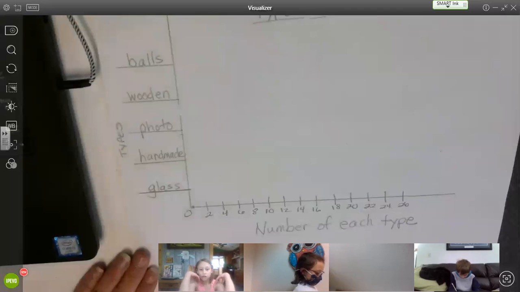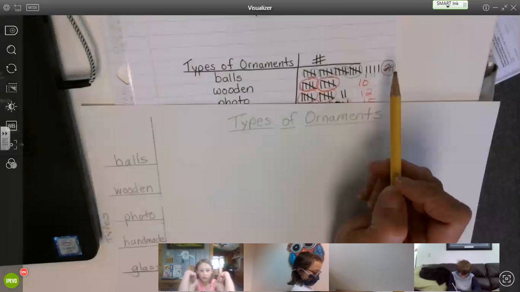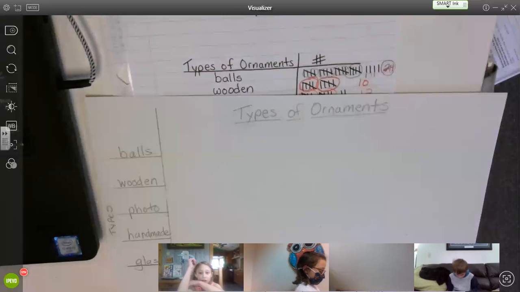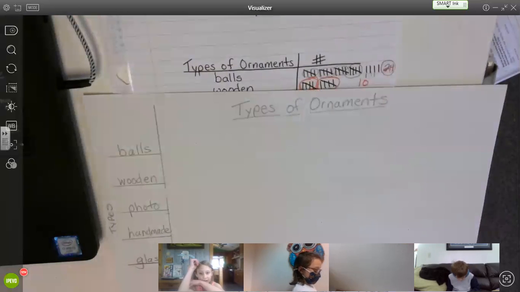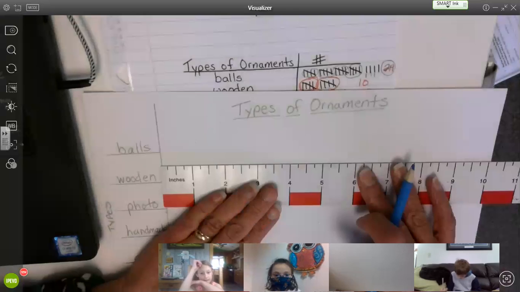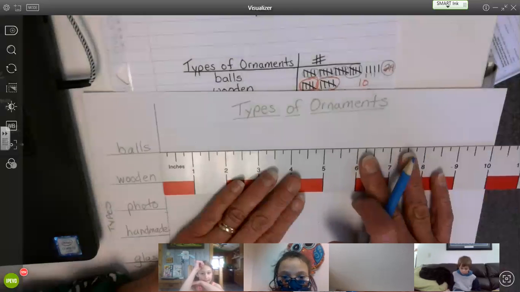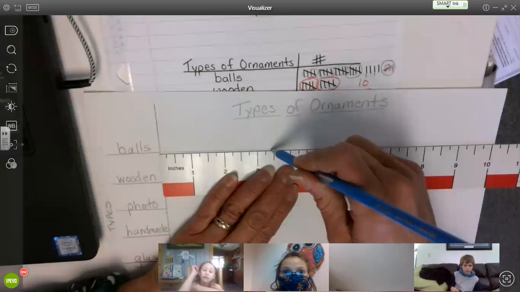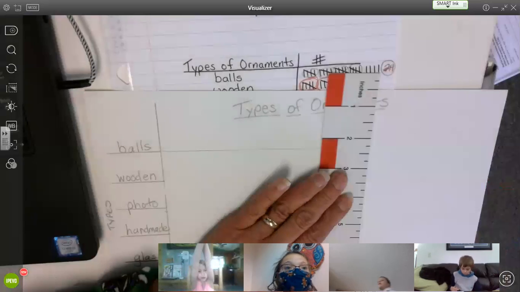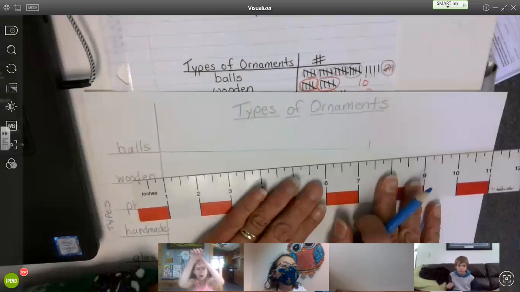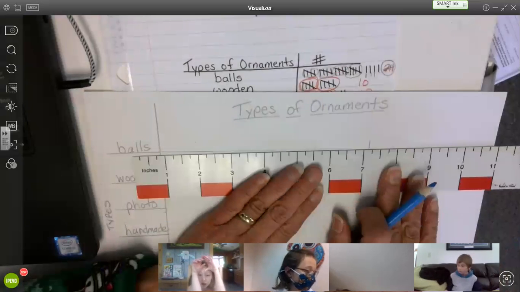Okay, so if I go back to my data, my ball ornaments, there's 24. And because this doesn't have to have a specific color, I'm just gonna pick different colors to make my bar go across. I would recommend a ruler for this one for sure. So I'm gonna try to line it up, make my line go all the way across till it gets to 24. 24, yeah, because that is where it ends, right?